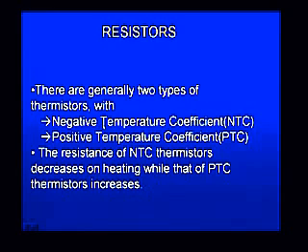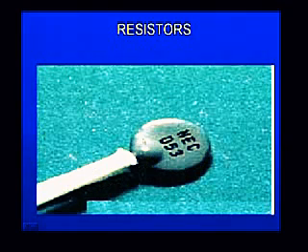One is called negative temperature coefficient, or NTC, and the other is called positive temperature coefficient or PTC. The NTC shows that when the temperature increases, the resistance decreases. That is corresponding to NTC. The positive temperature coefficient means when the temperature increases, the resistance increases also. So there are two different types, and they can be used for temperature sensing.